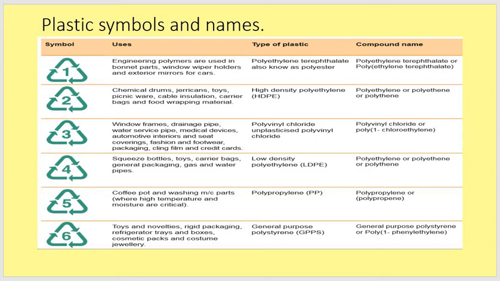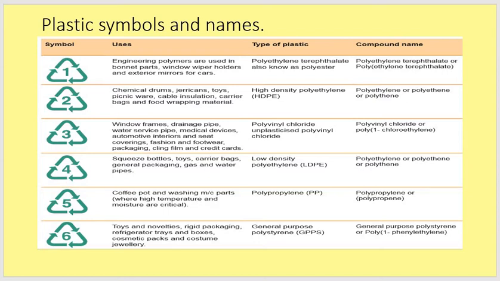So number 1 is polyethylene terephthalate. Number 2 is just ordinary polyethylene. Number 3 is polyvinyl chloride. That's sometimes shortened to PVC, fairly obviously why. Number 4, polyethylene on its own, sometimes just called polythene. So you will probably have heard of that.